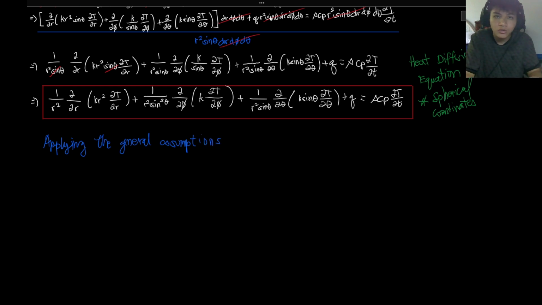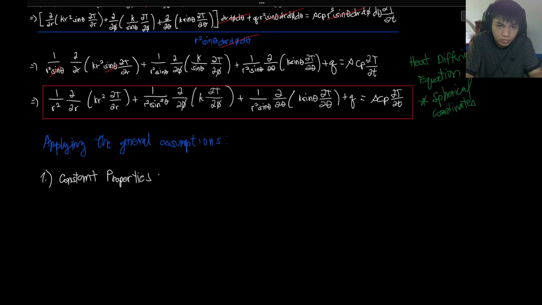Okay? So first assumption natin is that we have constant properties. Meaning that your k is constant all throughout the process. So what this basically means is you have to divide all sides by k. So we will just rewrite the equation here.